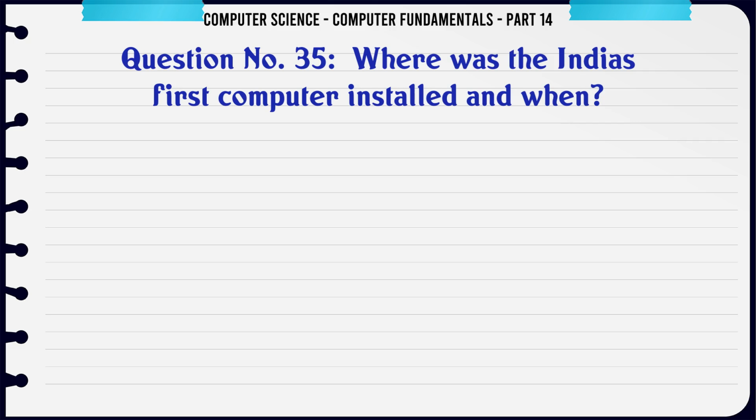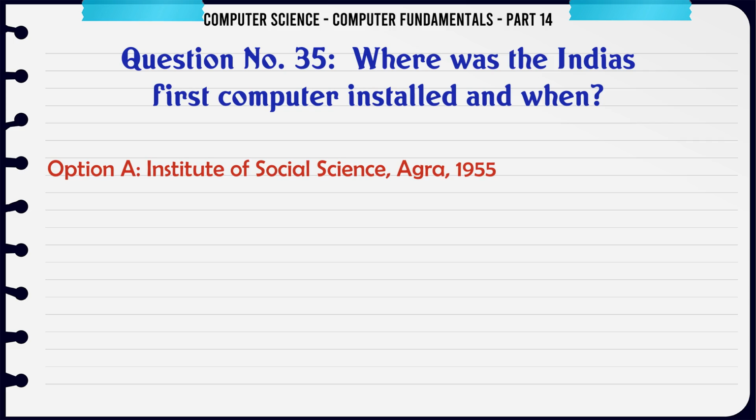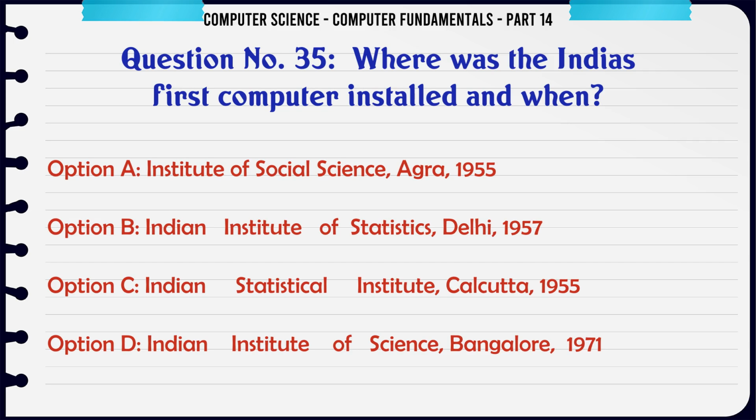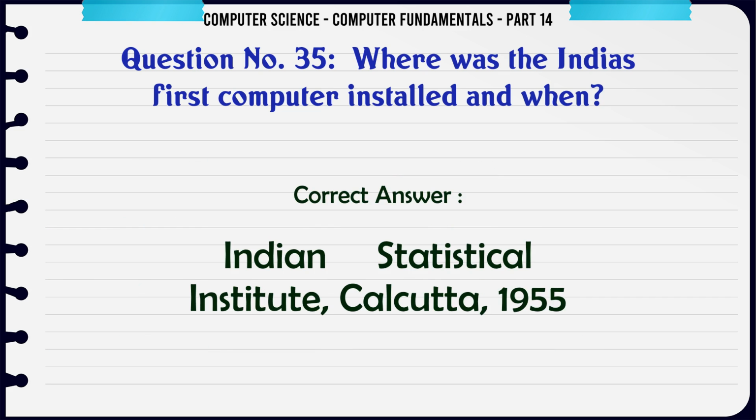Where was India's first computer installed and when? A. Institute of Social Science, Agra, 1955. B. Indian Institute of Statistics, Delhi, 1957. C. Indian Statistical Institute, Calcutta, 1955. D. Indian Institute of Science, Bangalore, 1971. The correct answer is Indian Statistical Institute, Calcutta, 1955.